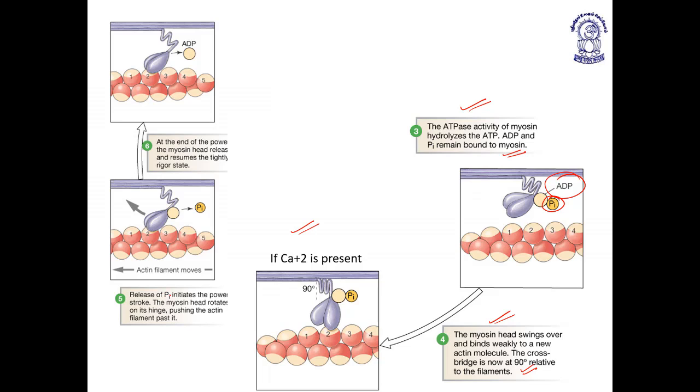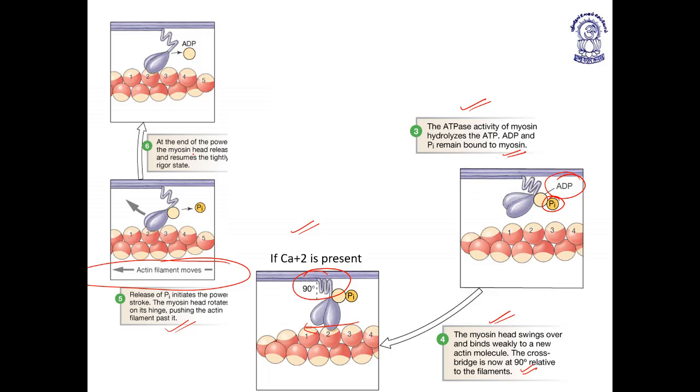The release of inorganic phosphate initiates the power stroke. The myosin head rotates on its hinge, pushing the actin filament past it. The actin filament moves in this direction. You can see the direction of movement of the actin filament.